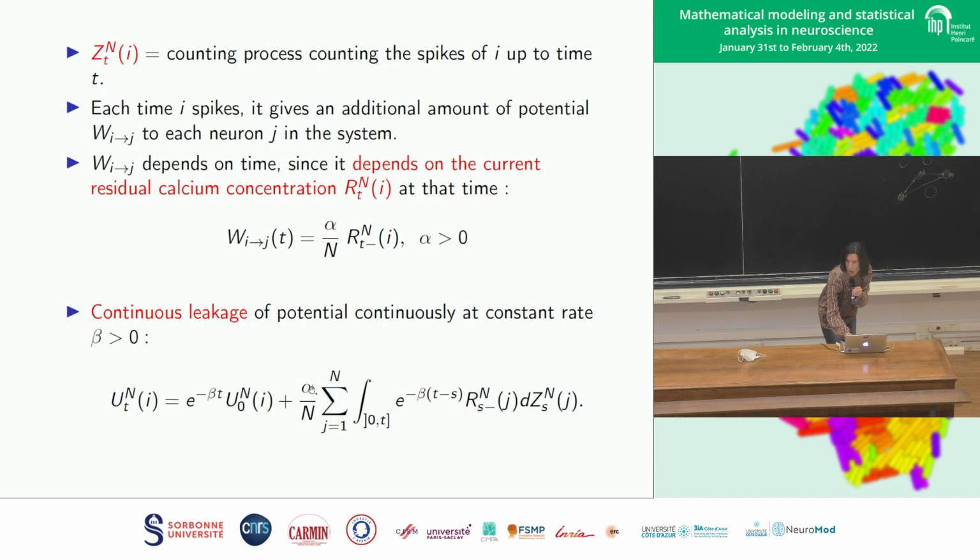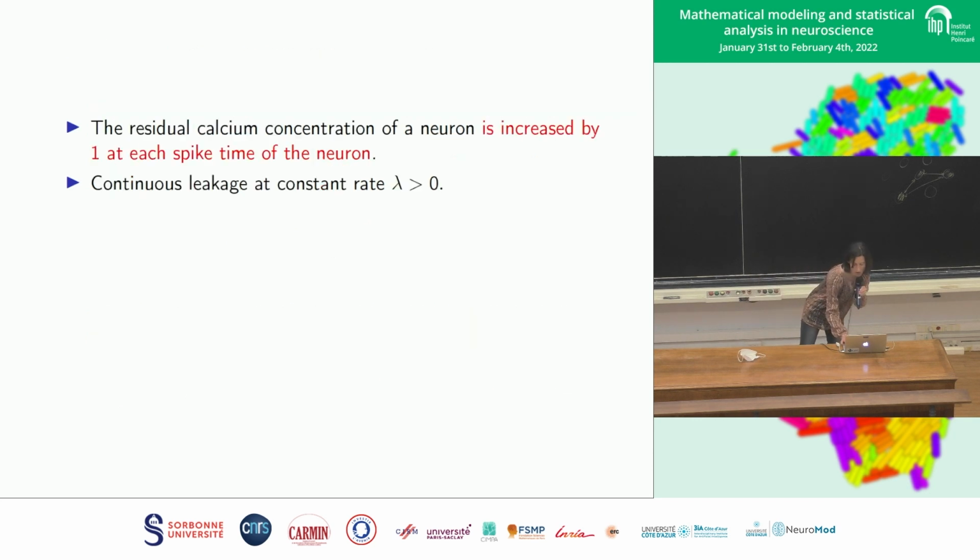So the membrane potential of a given neuron in between successive spikes is decreasing exponentially fast. And then you get kicks, which are of order alpha over n, but modulated by the residual calcium concentration of the presynaptic neuron J. And then the exponential loss of potential also. For the calcium concentration, we also just impose a simple point process, as Christophe said, acting on the same time scale as the spiking activity.